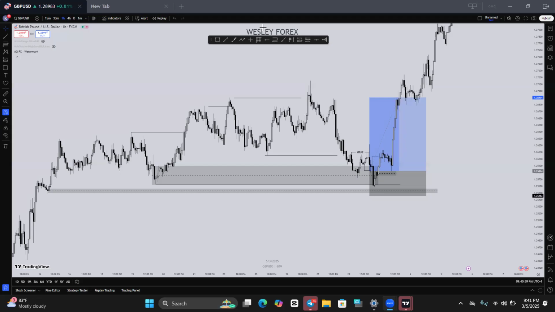Sorry, please come again. Start again, please. Okay, I'm looking at wicks and bodies as it relates to break of structures and liquidity grabs. The GBP trade that you analyzed.